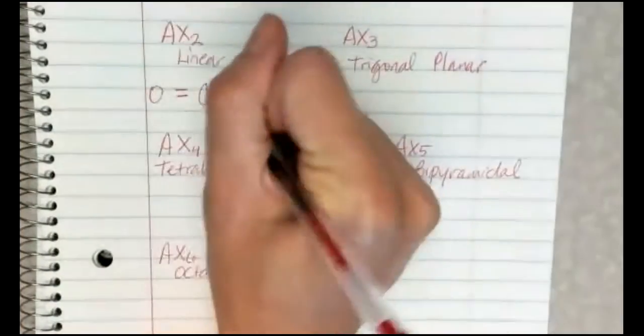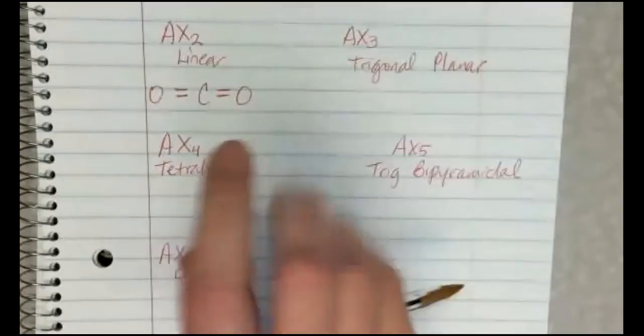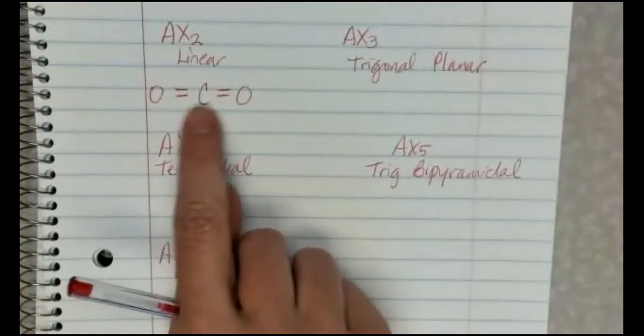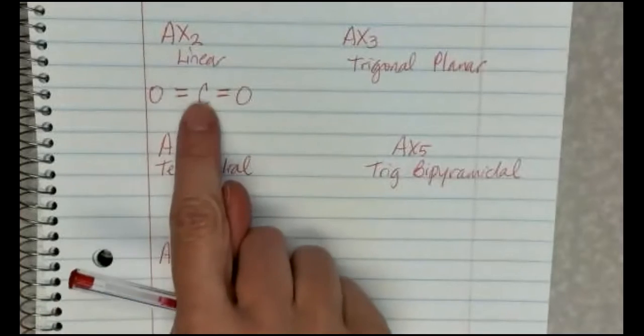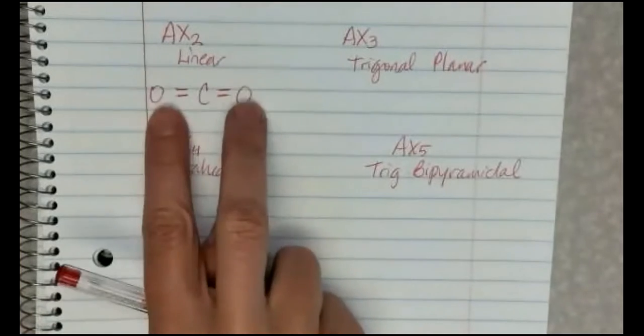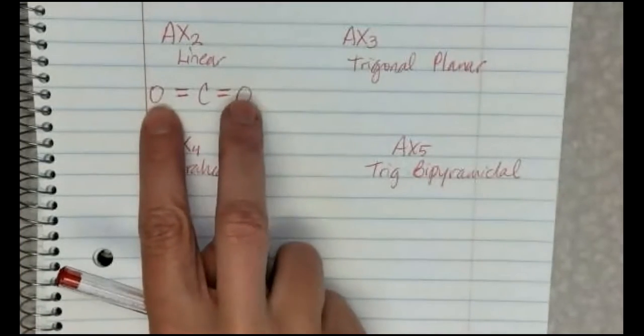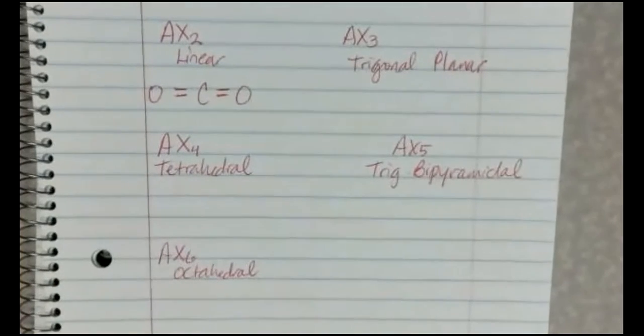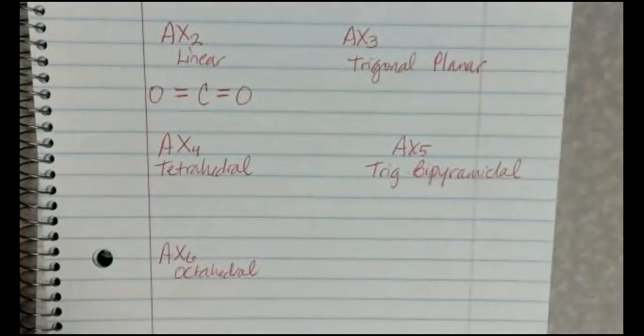And it turns out that when we do AX2 notation or AX3, whatever it is, it doesn't matter if the bonds are single, double, triple. That part doesn't matter. It's just A is your center element. X2 is how many bonding elements there are on the center. So AX2. And this turns out to be a linear structure.